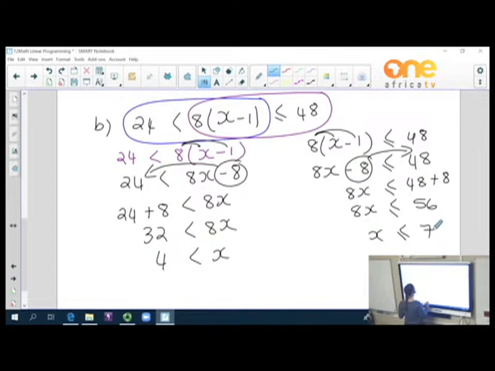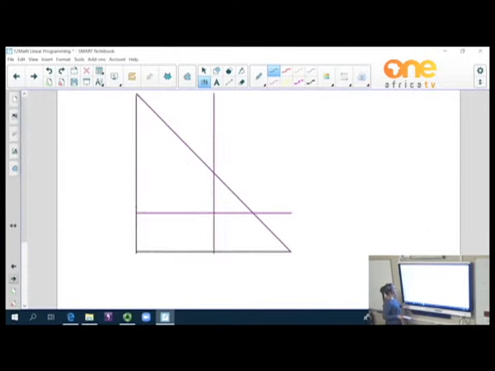Putting this into one inequality, you will be left with 4 is less than x is less than or equal to 7. Then we can go to number 3. I already drew my graph, but let's just look at number A, where you need to express the three conditions. A breeder of dogs has x dogs and y bitches. She has fewer than 4 dogs and more than 2 bitches. She has enough room for a maximum of 8 animals in total.